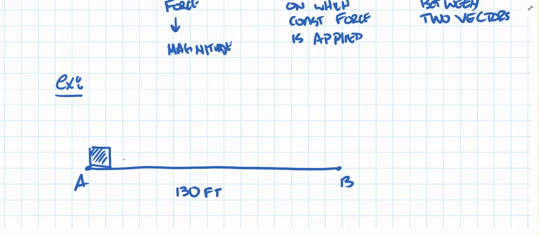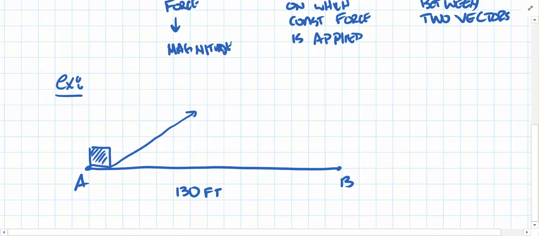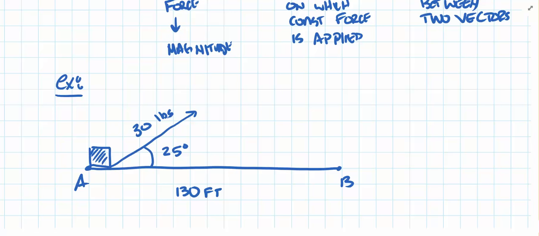And we're going to pull on a rope that is connected from the bottom. That makes an angle of 25 degrees with the ground. All right, so that's the angle that we're talking about. And we're going to pull with a constant force of 30 pounds. So we're applying 30 pounds of force at an angle of 25 degrees for a distance of 130 feet. Let's calculate the work required to make this happen.